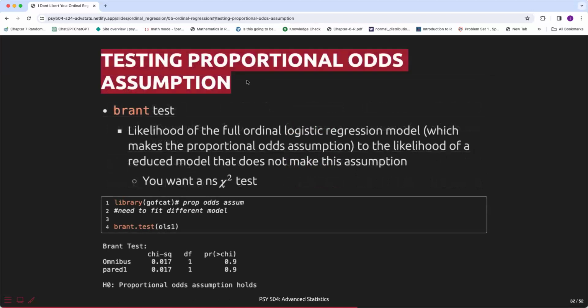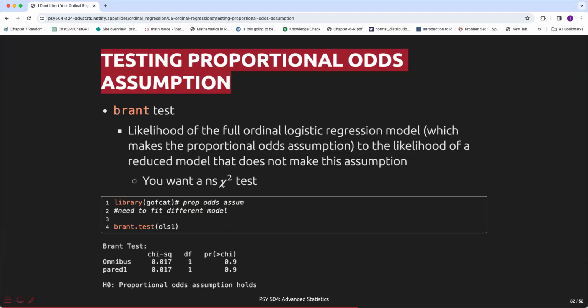So I talked about the proportional odds assumption. Does someone want to remind us what the proportional odds assumption is again? Yep, exactly. So the slopes are constant, which means that between the category cut points, the slope is the same. So the lines should be parallel to one another.